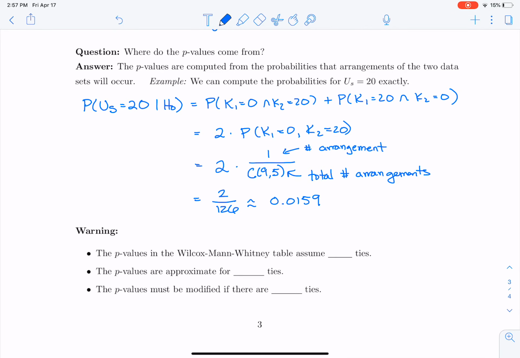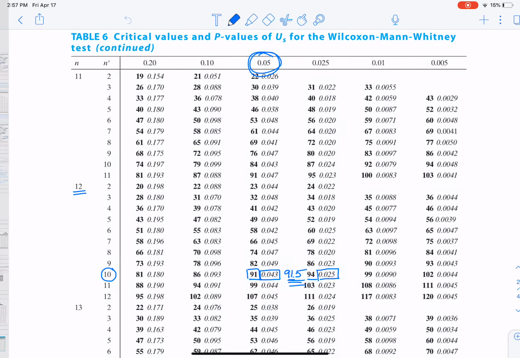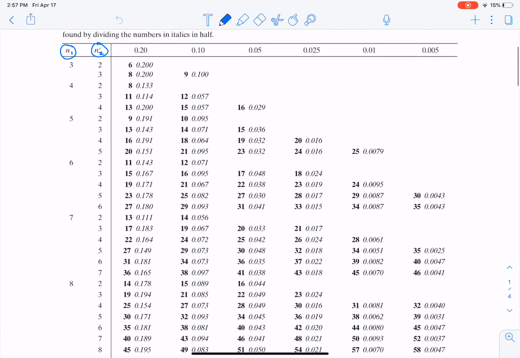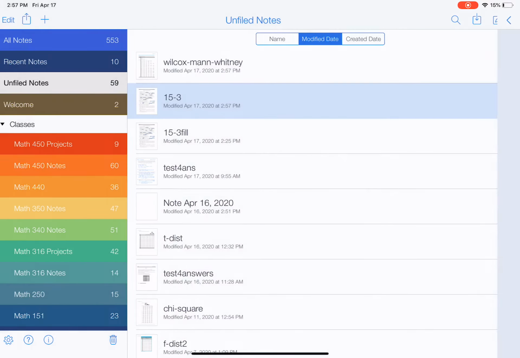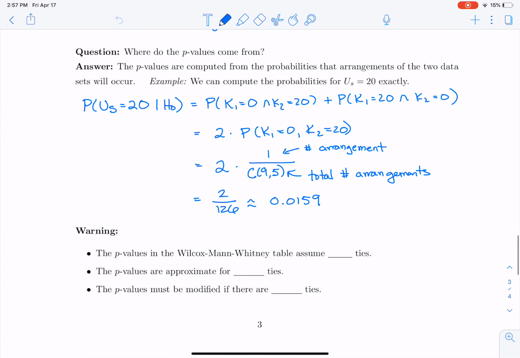Now, let's look at the chart and see what I get for that particular instance. So if I go back to the chart, I'm in the position where I've got 5 for the first group, 4 for the second. If I have a test statistic of 20, notice that's 0.016, which we are comparing to 0.0159. So that does work with the chart. In order to compute these probabilities, you'd have to do a bunch of these calculations, figuring out the number of arrangements that fit with that particular test statistic over the total number of arrangements.